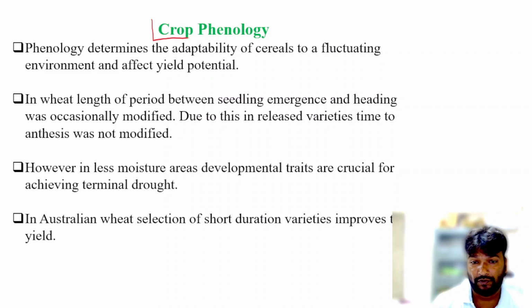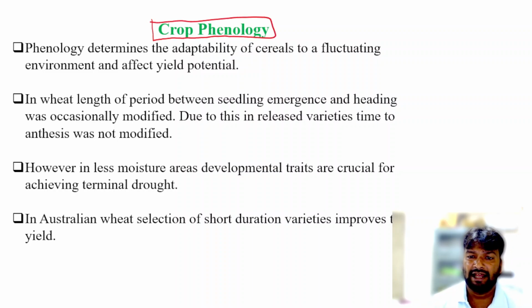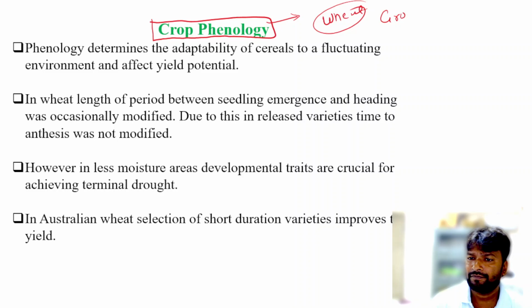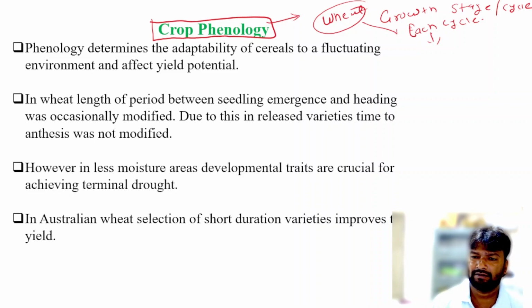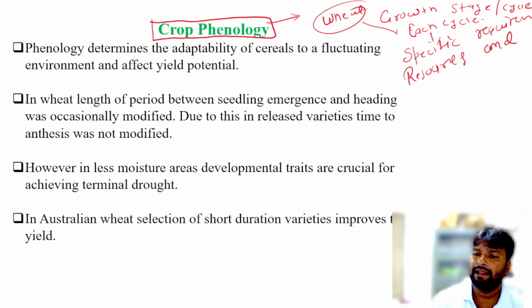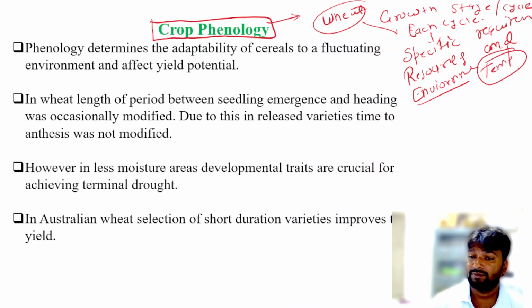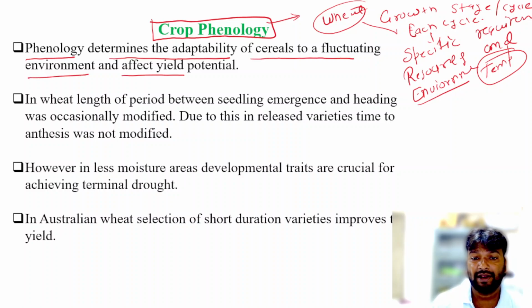Now come to the crop phenology. So friends, in the last to last slide, we discussed that wheat has a number of growth stages or cycles, and each cycle has specific requirements in terms of resources and environmental conditions. Okay, or temperature. This is very important for the development of growth stages. Okay, so phenology determines the adaptability of cereal to a fluctuating environment and affects yield potential.